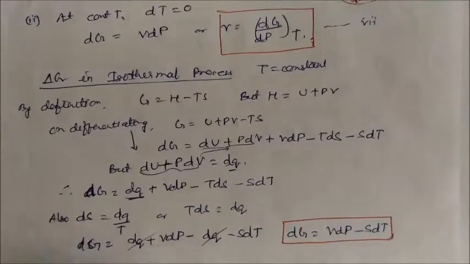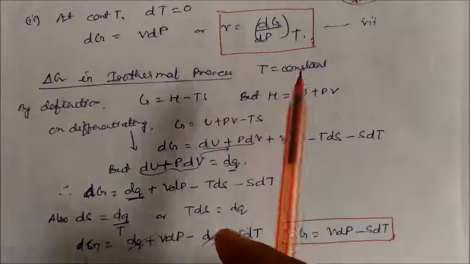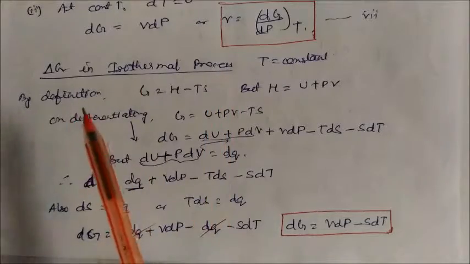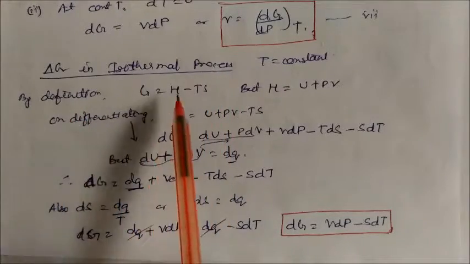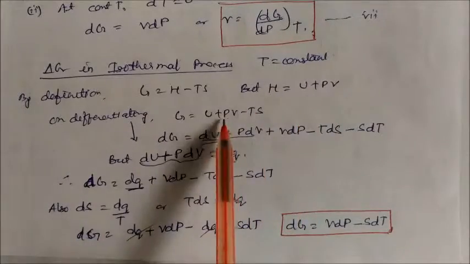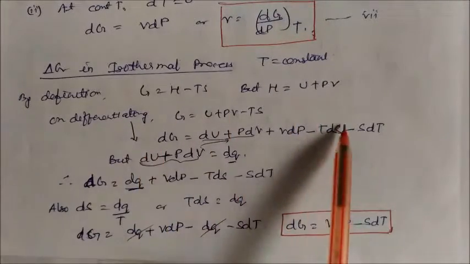Delta G in an isothermal process, where the temperature is constant. We will find one value. When the temperature is constant, what is the value of delta G? By definition, G is equal to H minus TS, and H is equal to U plus PV. So if you substitute this value over here, you will get this equation.